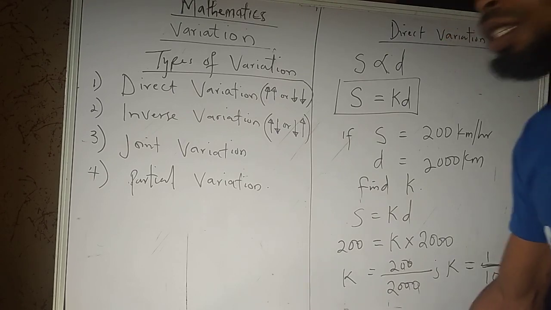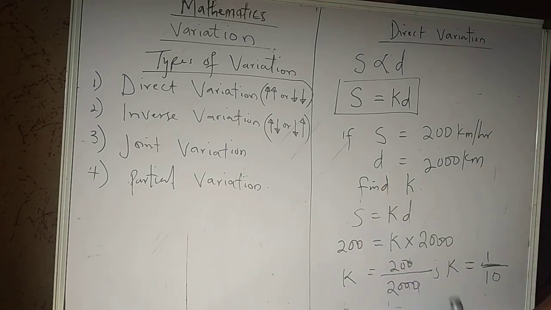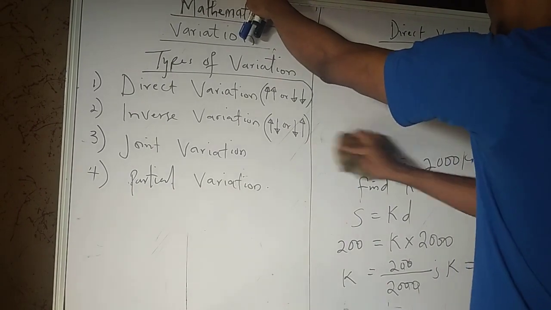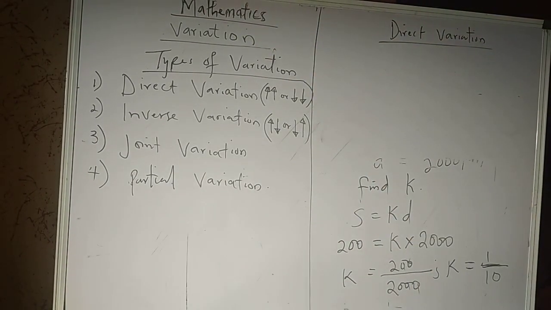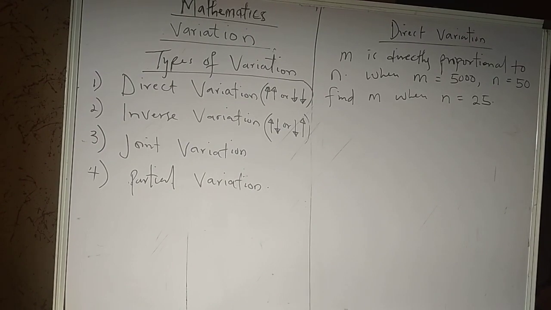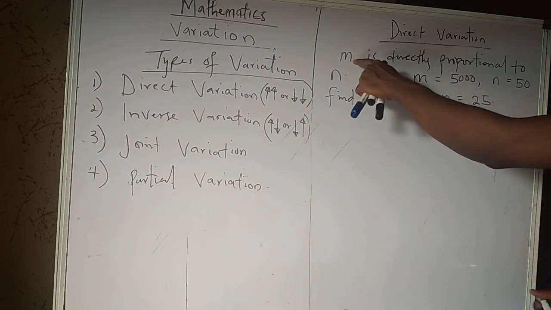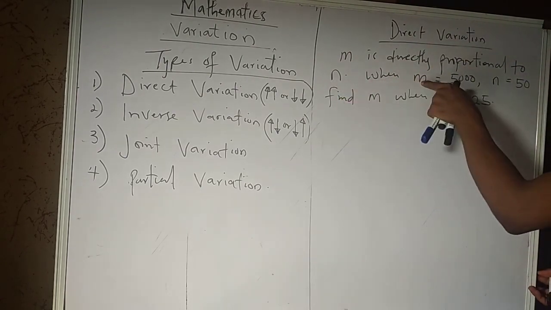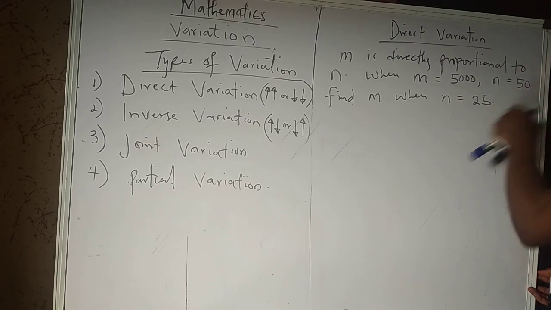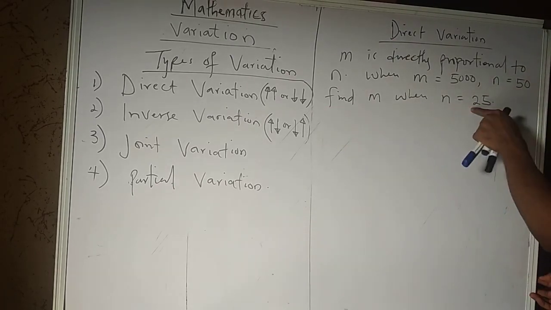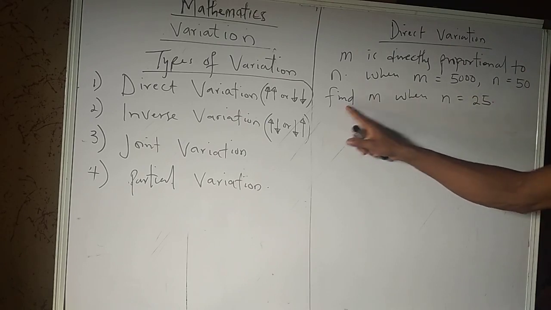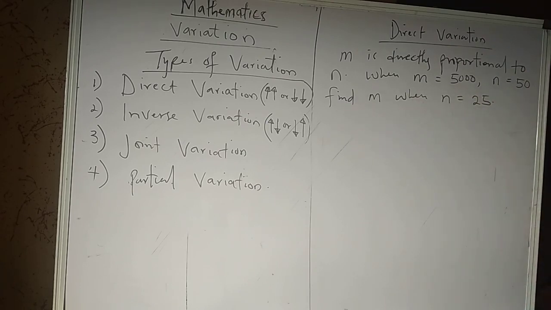Let's take something that's like a question and we deal with it from the beginning to the end. This question on the board tells us that M is directly proportional to N. When M is 5,000, N is 50. Find M when N is 25. So this is what we are going to do. M is directly proportional to N. When M is 5,000, N is 50. Find M when N is 25.